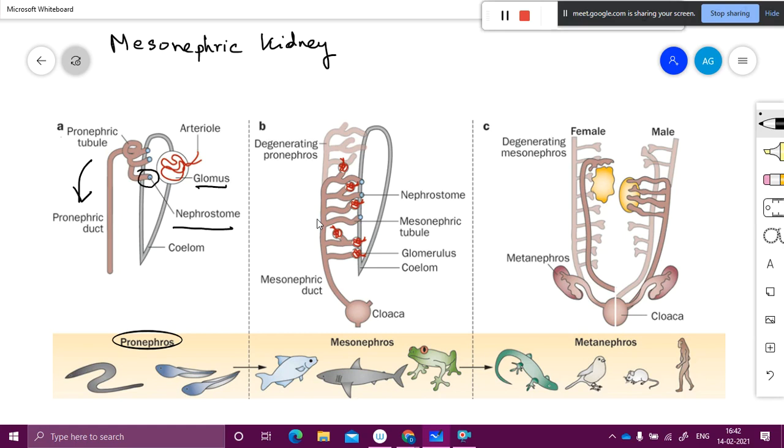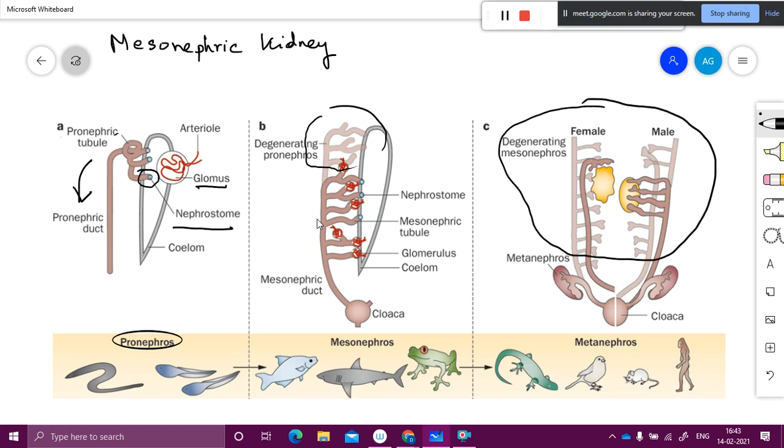duct into the cloaca. In mesonephros, the pronephros degenerates. This part degenerates, and you have this part being left. So this is attached through the mesonephric duct into the cloaca. In the metanephric kidney, the mesonephros degenerates, and in its place a new kidney comes out, and that is known as metanephric kidney. So amphibians have essentially this type of urinogenital system.